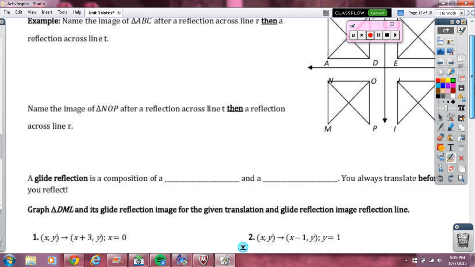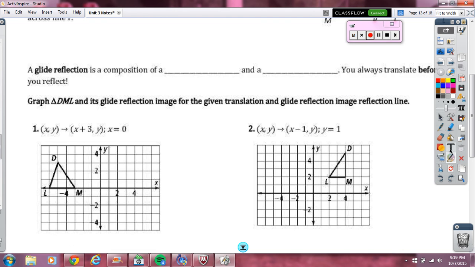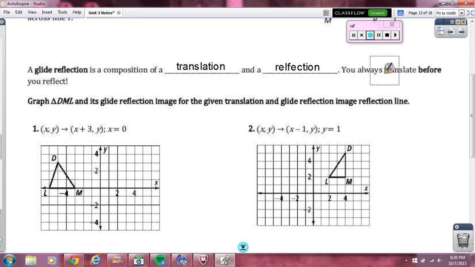We're saving practice for class on the next page. Our last vocab word to be familiar with when you come into class is a glide reflection. This is a composition, or when you're doing 2 different transformations at once. You're composing a translation, so sliding or gliding something, and a reflection. I bet you couldn't have guessed that just from the name. Keep in mind, you always translate before you reflect. The easiest way to remember that is it tells you right there in the name. Glide reflection: glide first, then reflect.